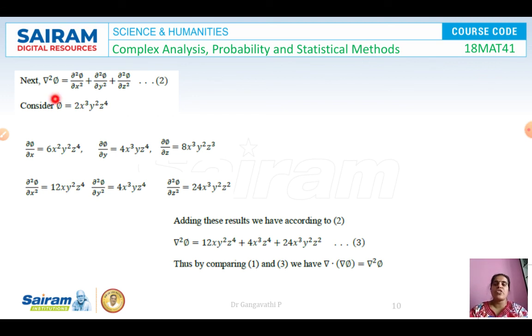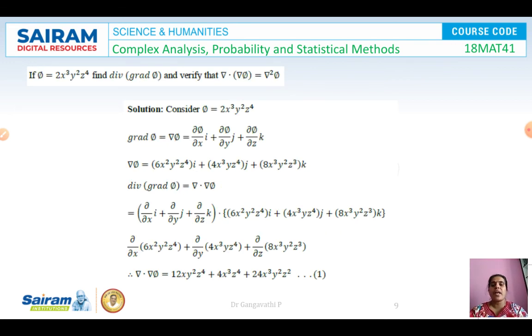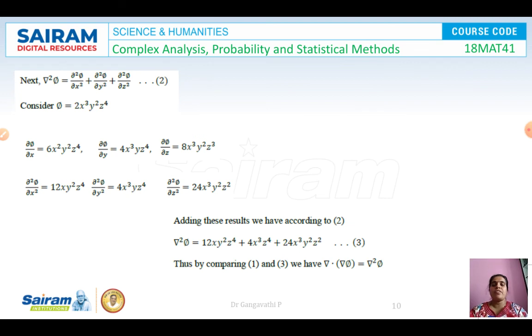Del square is the Laplacian, which we know is nothing but dou square phi by dou x square plus dou square phi by dou y square plus dou square phi by dou z square. We know what is dou phi by dou x, dou phi by dou y, and dou phi by dou z. Differentiate them again with respect to x, again with respect to y, and again with respect to z. So we have got these expansions, and adding all these results, according to our equation 2, gets us 12xy square z power 4 plus 4x cube z power 4 plus 24x cube y square z square, and call that equation 3. So now observe your equation 1 and equation 3.